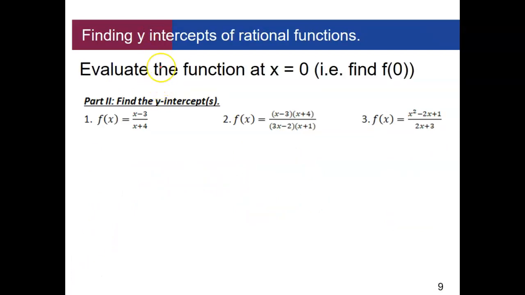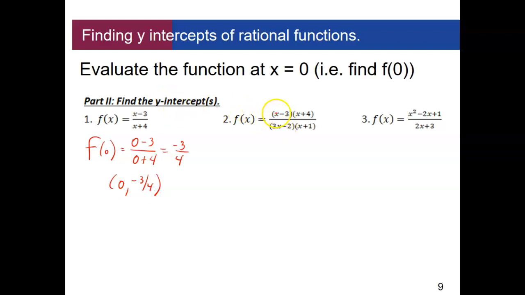So the other key, or another key characteristic of a rational function, is its y-intercept. We actually find the y-intercept just like we found other y-intercepts, and that's by letting x be 0. So we're going to plug 0 into the function, and that's going to give us our y-intercept. So our y-intercept here would be -3/4, so it would be (0, -3/4).